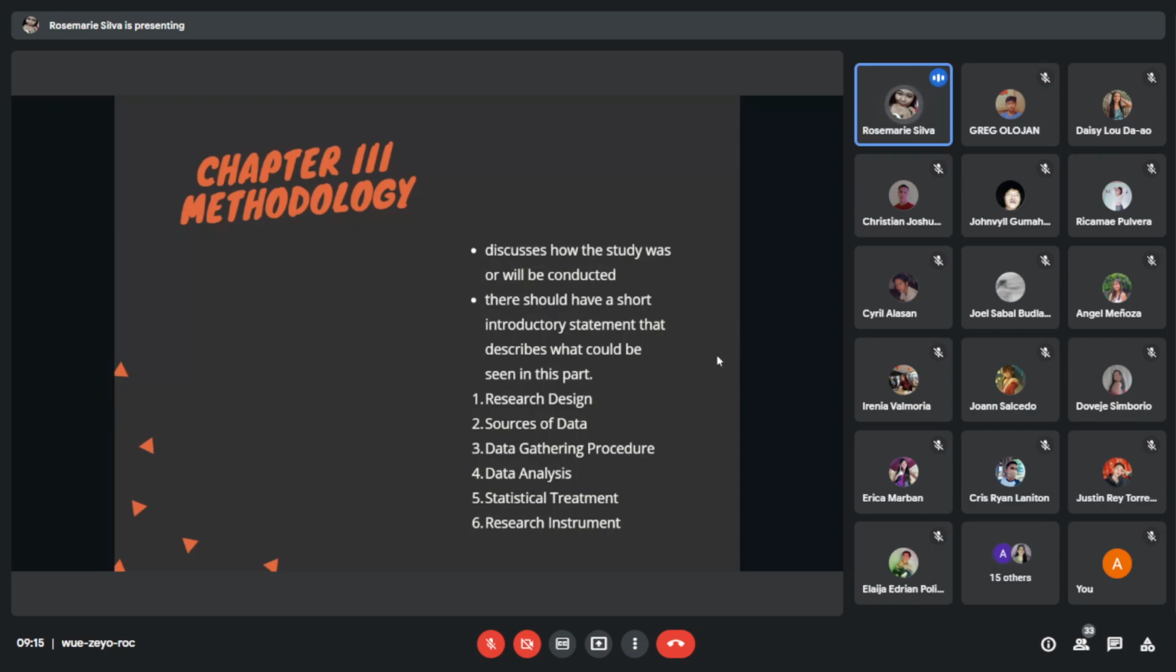Under this one, we have the research design and the sources of data. For the research design, first is it quantitative or qualitative? And then what kind of quantitative is it? Is it descriptive? Is it experimental, quasi-experimental? Is it correlational? Those are under research design. Then we have sources of data. Where will you get your data?